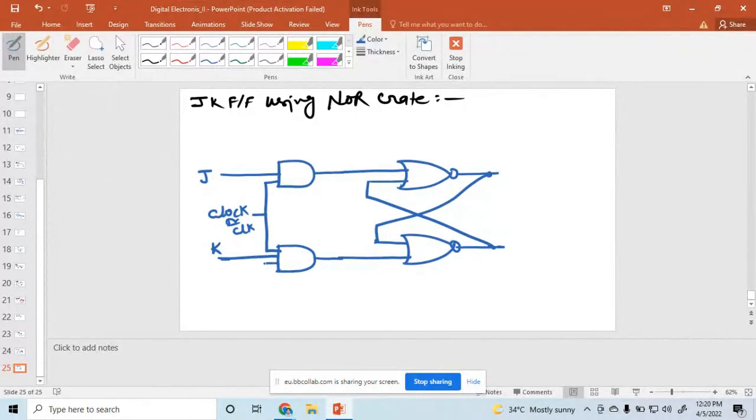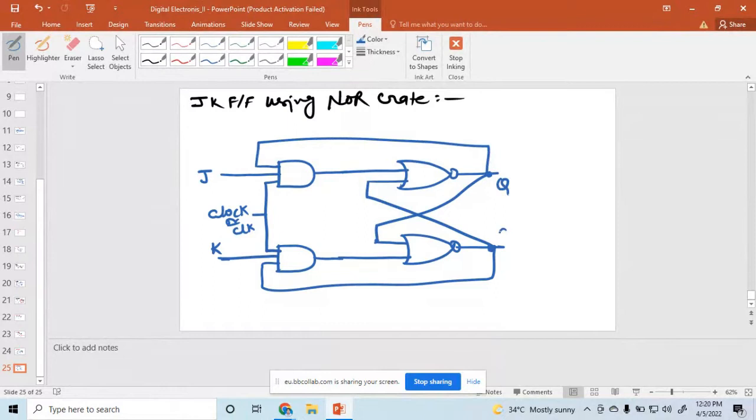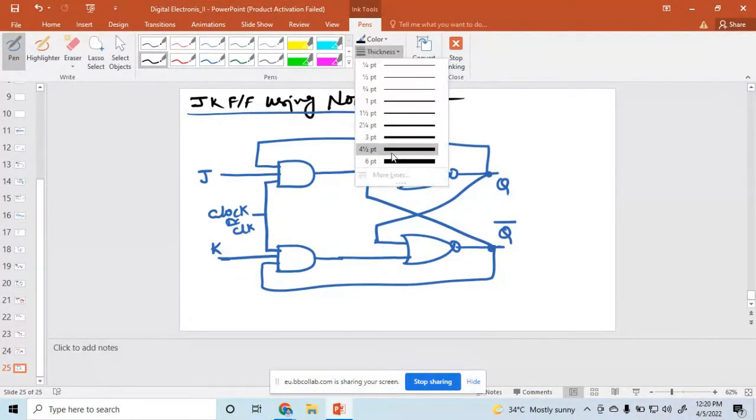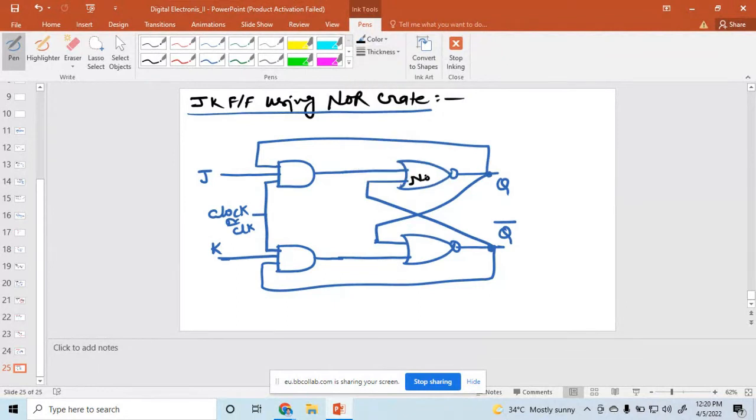So K is this one, third input is this one. So this output is Q, then this output is equal to Q bar. So when you have designed a JK flip flop using a NOR gate like this, what are the gates we use here? This one is a NOR, this one is a NOR, and this one is AND gate.